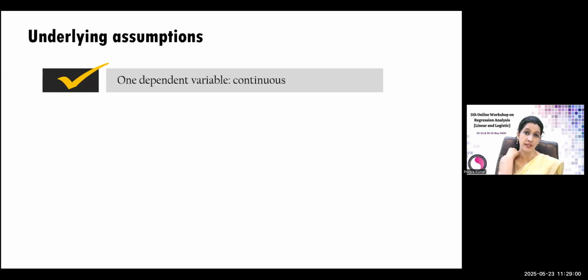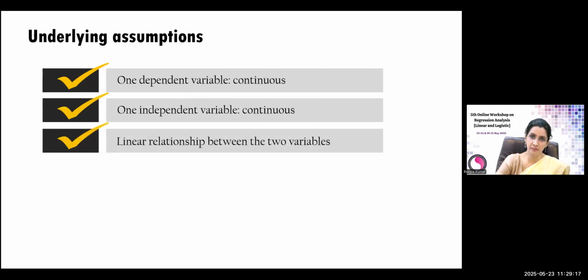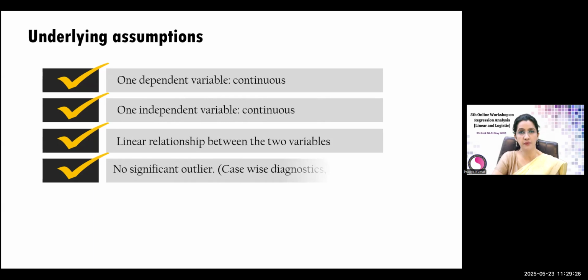So assumptions are very important, and you should report all the assumptions, met or not met. If not met, then what did you do? And if met, generally for the first time, we'll assume that all the assumptions are met. So there's one dependent variable, which should be continuous. The independent variable can be continuous or categorical, but for demo purposes, we have taken the independent variable also as continuous. There should be a linear relationship between the two variables, and there should not be a significant outlier.